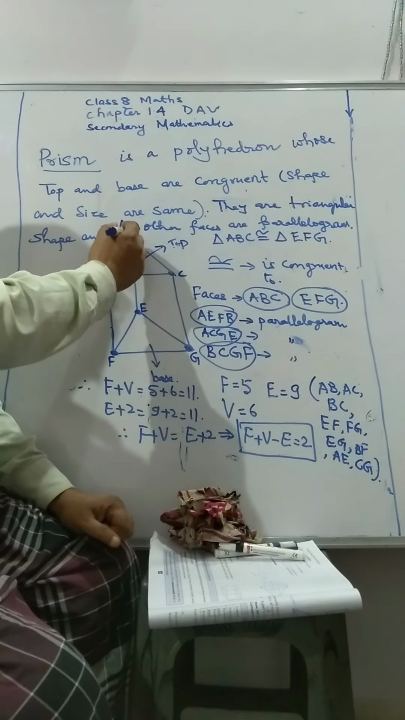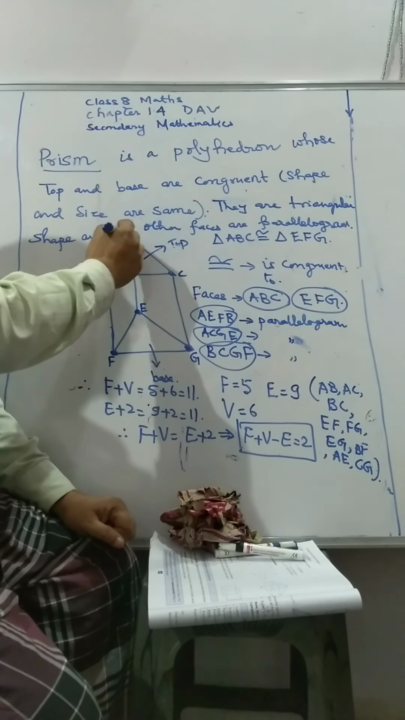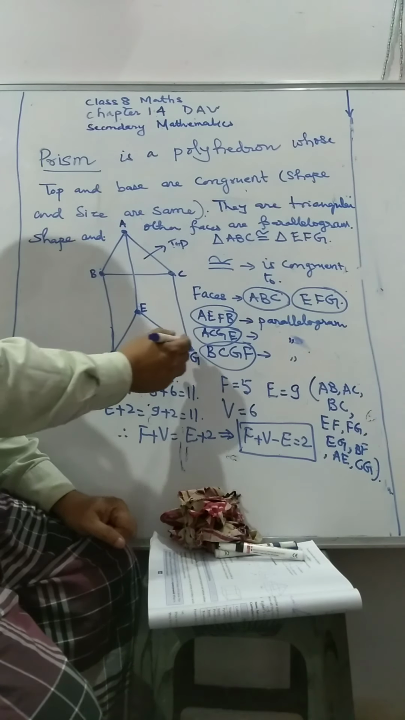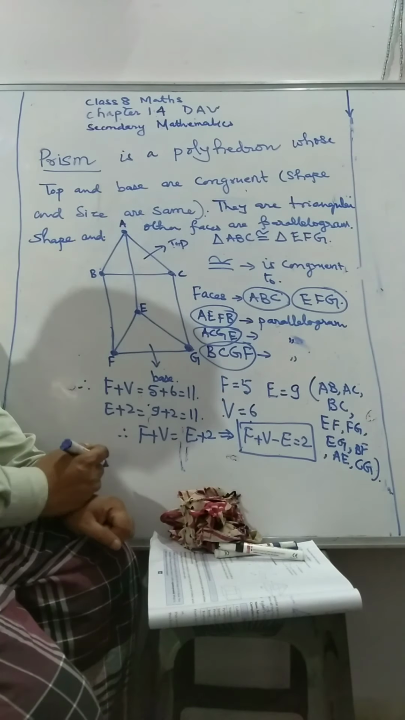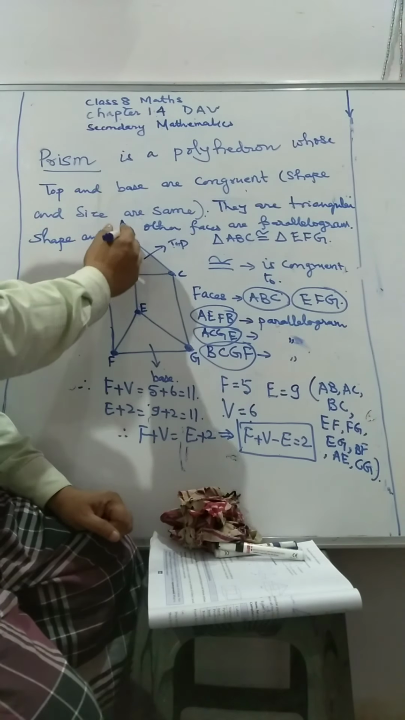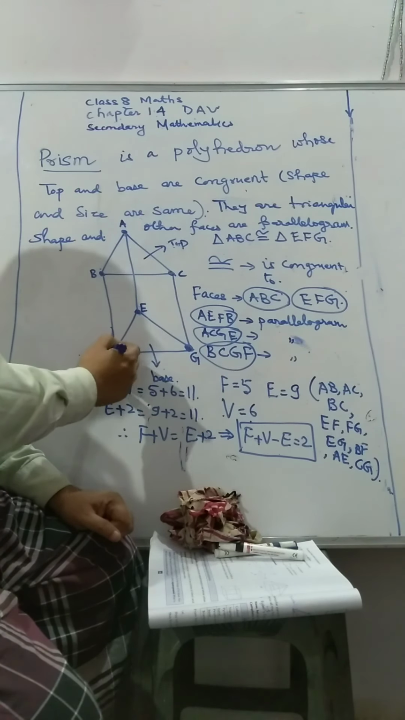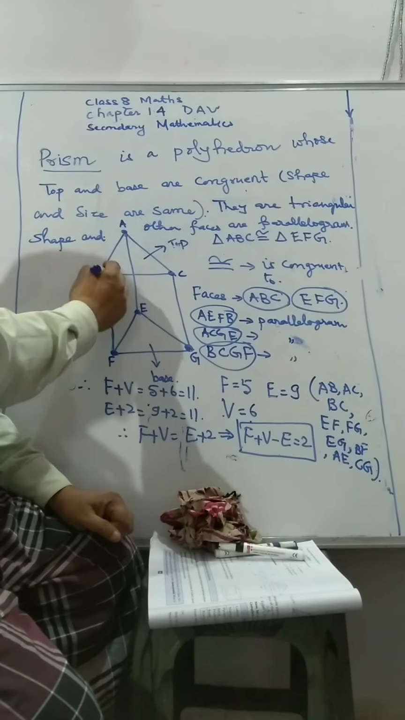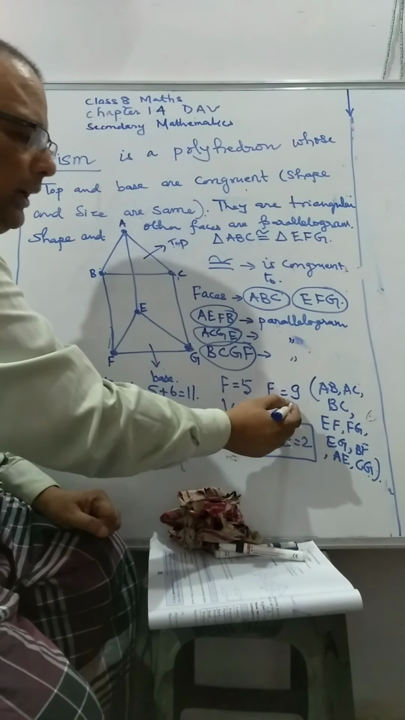Now here we have to learn in mathematics: how many vertices are here? A, B, C, E, F, G. So the number of vertices I have written is 6. And the number of edges: an edge is the line segment joining two vertices. So AB, AC, BC, then EF, FG, EG, AE, BF and CG. All edges I have written. There are 9 edges.